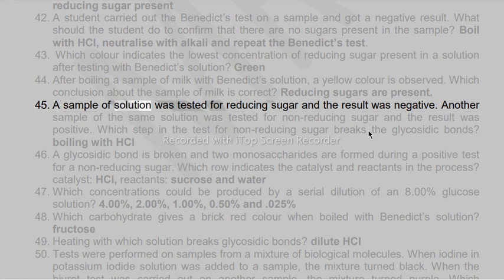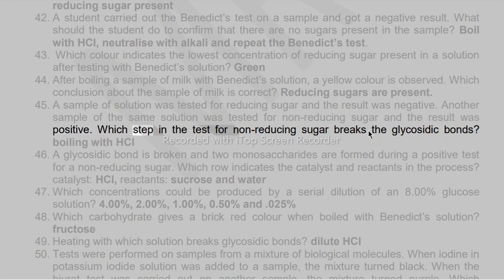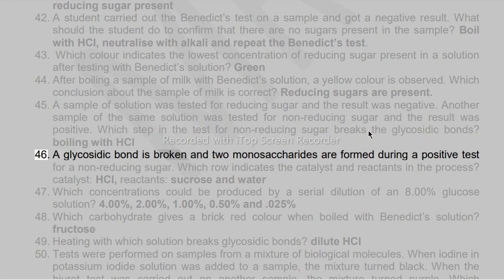45. A sample of solution was tested for reducing sugar and the result was negative. Another sample of the same solution was tested for non-reducing sugar and the result was positive. Which step in the test for non-reducing sugar breaks the glycosidic bonds? Boiling with HCl.